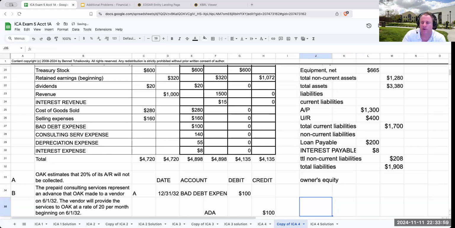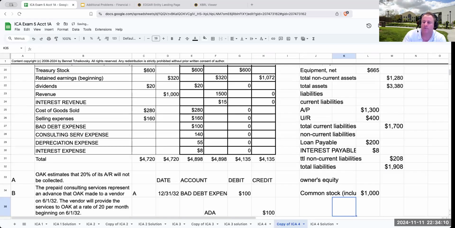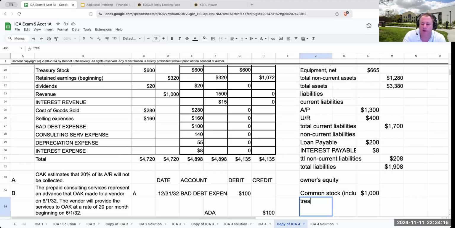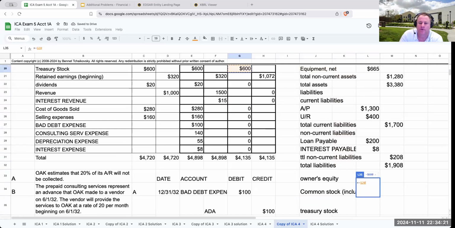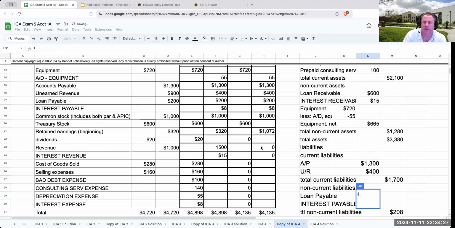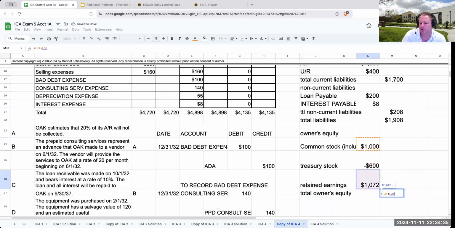Owner's equity. Okay, so I'm now going through and combining the common stock. You've got over here, this is going to be $1 million. Now, the treasury stock, very important. This has a debit balance. So we're going to say treasury stock. It's not going to be less. We just show this as a negative amount. And then we have retained earnings. My retained earnings were 1,072,000. My total owner's equity is going to be 1 million less 600,000 plus 1,072,000.